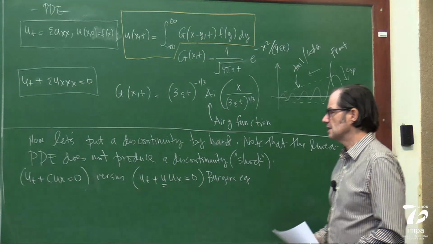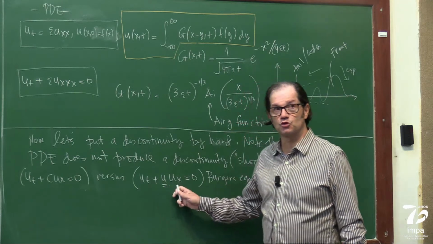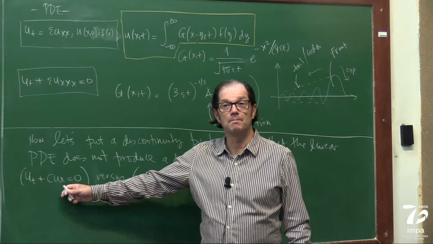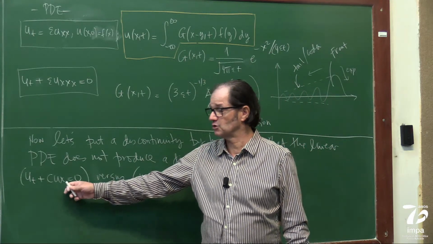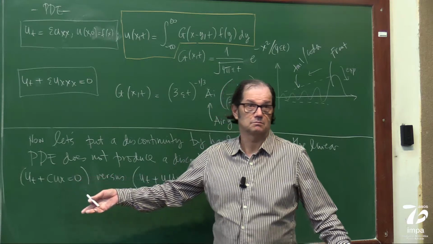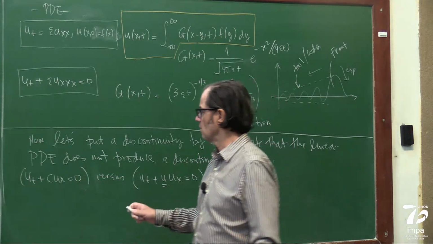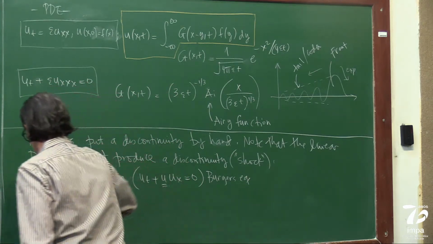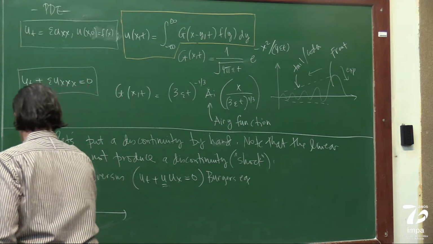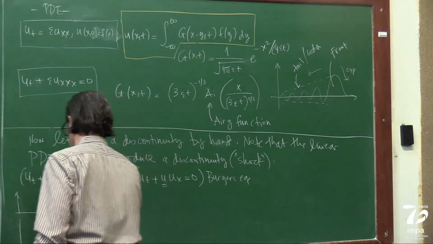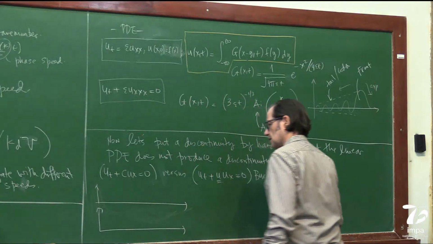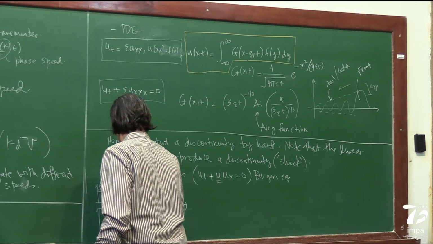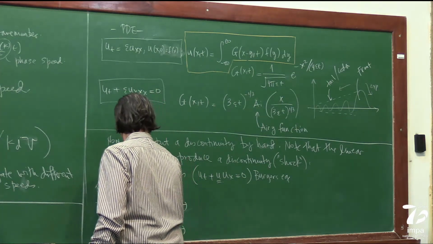So this equation produces a jump. This one doesn't. But to test numerical methods, I can put a jump by hand. And like what? I can say, look, I'm going to try to solve this problem for this.